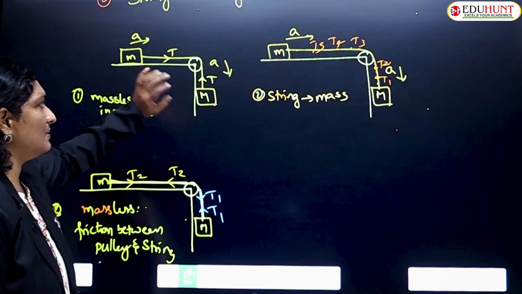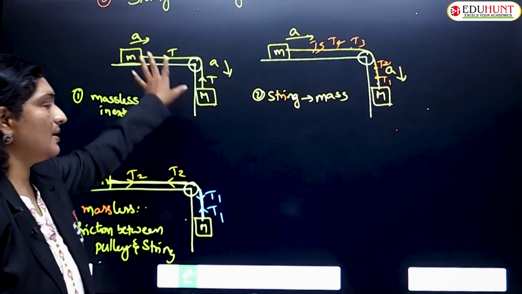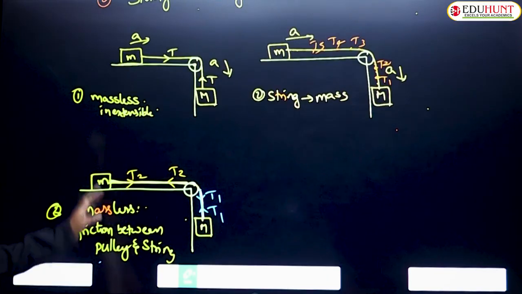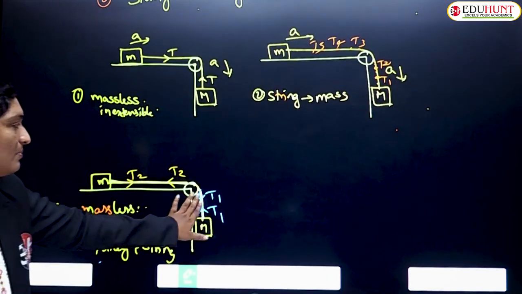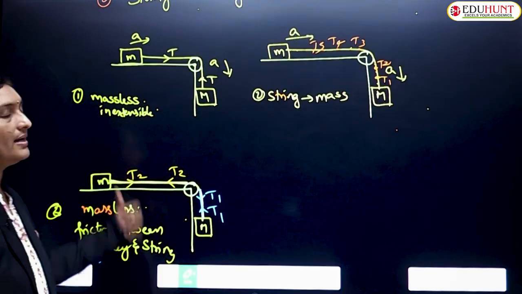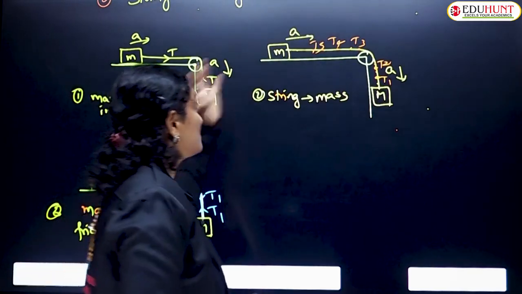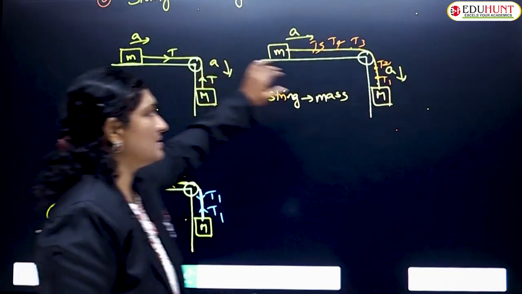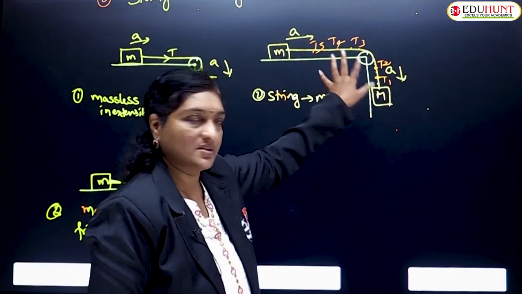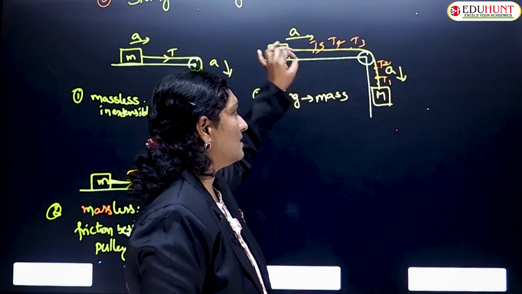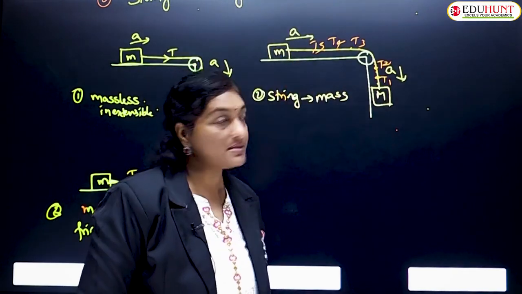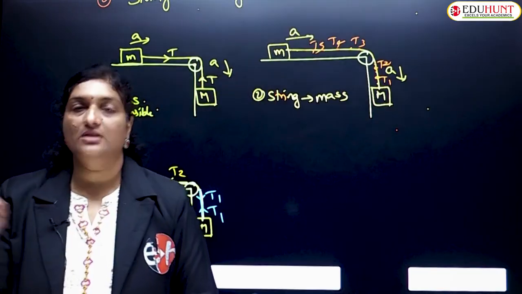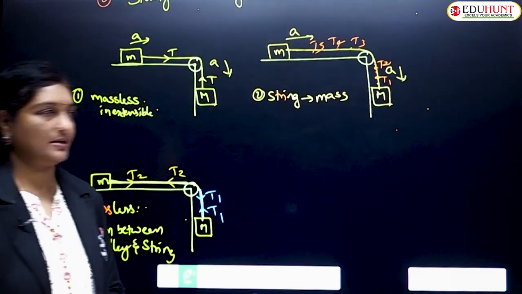Massless and inextensible: same acceleration, same tension. Massless but friction between the pulley and the string: then the tension in one portion of the string is different from that in the other portion. String is now having mass: these two examples are massless strings, and this is an example of a string with mass. So whenever you consider a string having some mass, you need to remember that the tension at different positions of the string will be different.